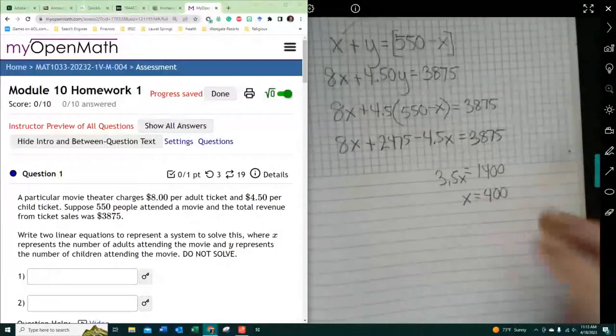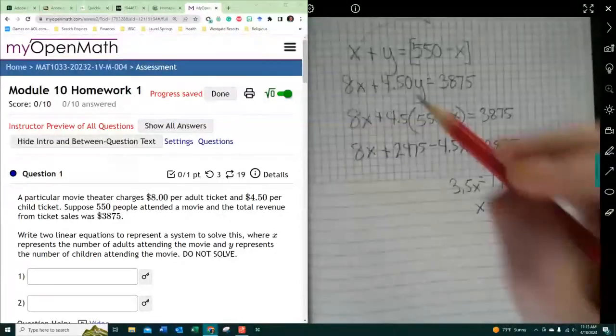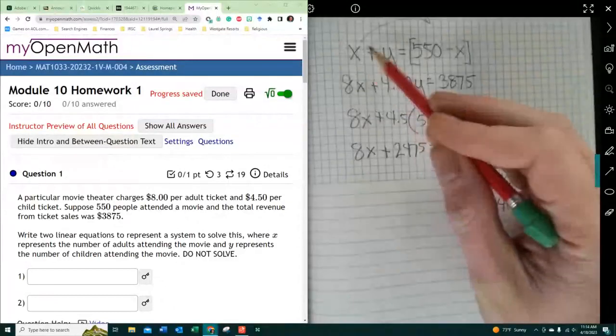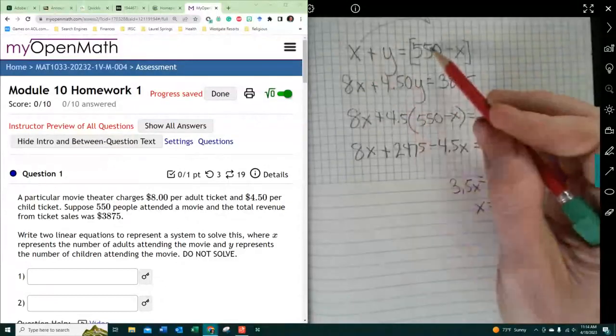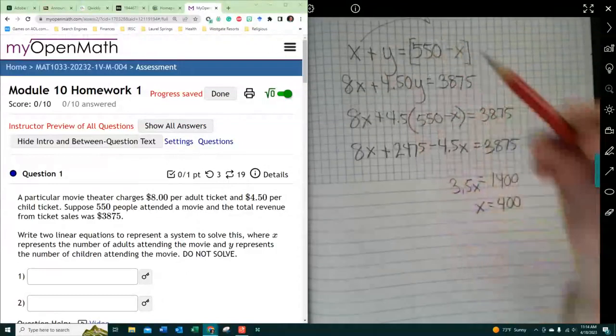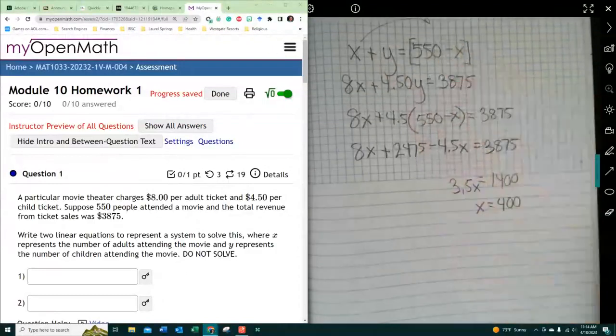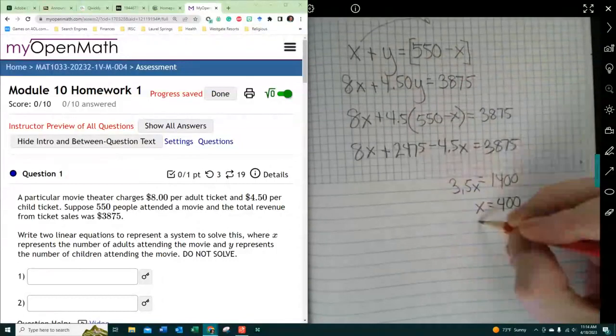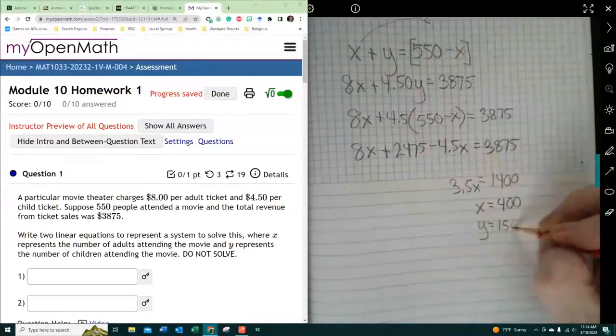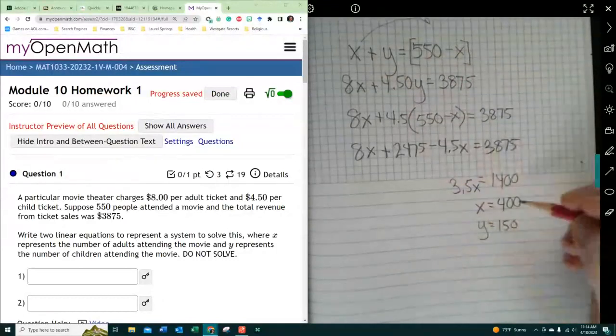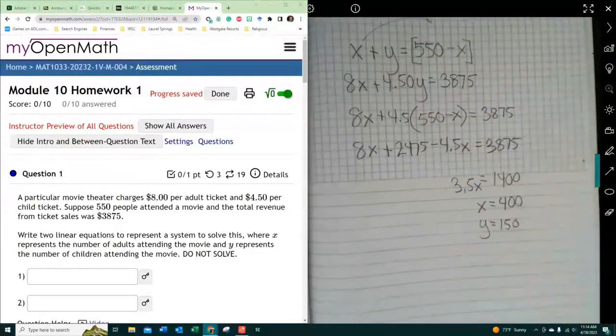Now, since x equals 400, and we know that 400 plus y equals 550, we subtract 400 from 550 and get 150. So the y value, or the number of children, is 150. So we have 400 adults, 150 children. All right. So that's what we get for that.